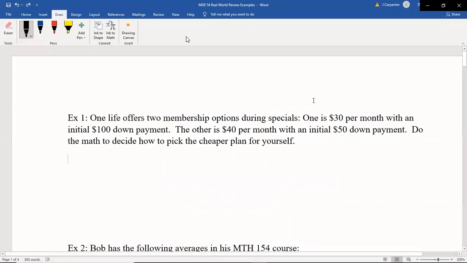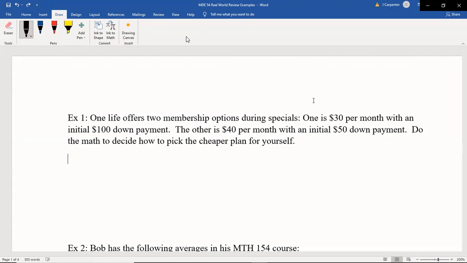So, some real world review examples. I was actually looking at this a couple days ago. One Life was offering a promotional discount where instead of, I think, $250 for joining at the $30 rate, they were only going to make you put $100 down. And I think the other one was $100 down at the $40 rate, reduced to $50 down. I've seen this come up a couple different times, so it's not the first time this has happened, and it won't be the last.